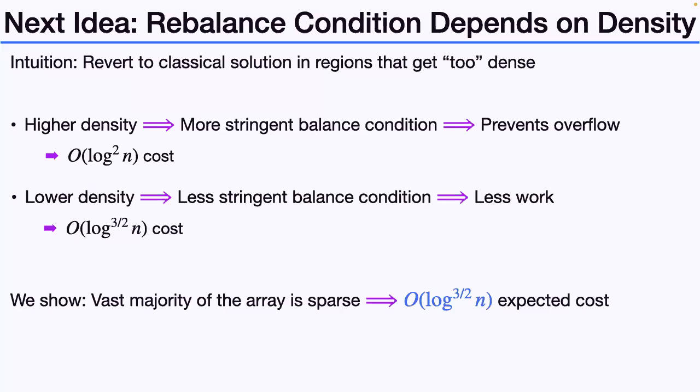And then our main limit is to show that the vast majority of the array belongs to the second category. So most of the array falls into this log to the 3/2 n expected cost. So for instance, if we were to pick a random location and insert an element there, log to the 3/2 n is going to dominate our expected cost.